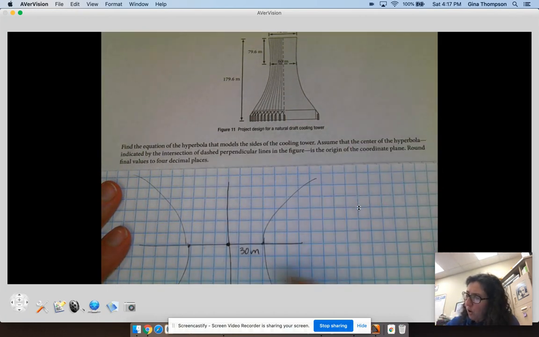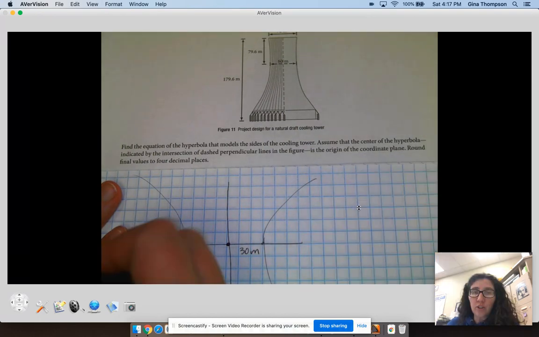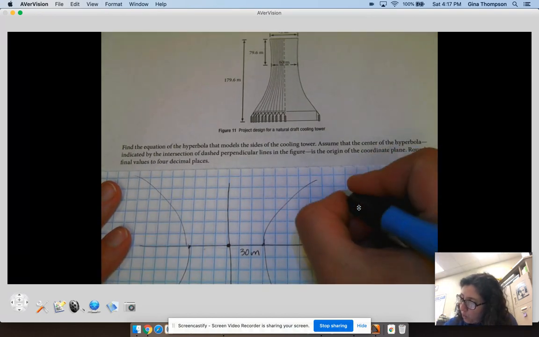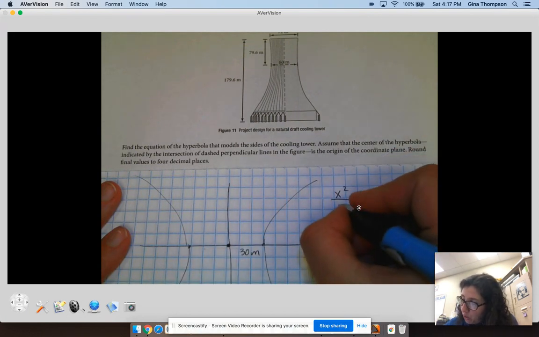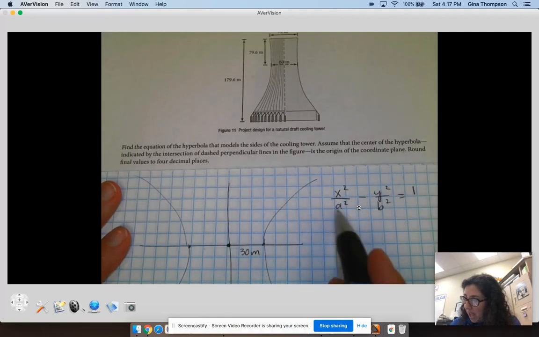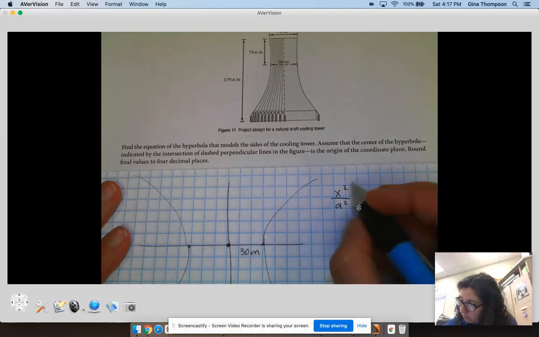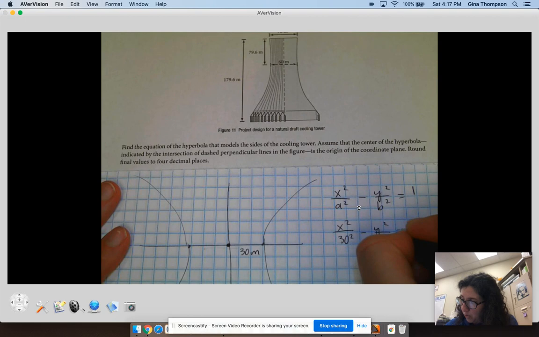So first of all, we can say the x-axis is our transverse axis, right? So we're going to find an equation centered at the origin, so it's going to be of the form x squared over a squared minus y squared over b squared equals 1. And we know a, right? a is 30. So 30 squared minus y squared over b squared equals 1.